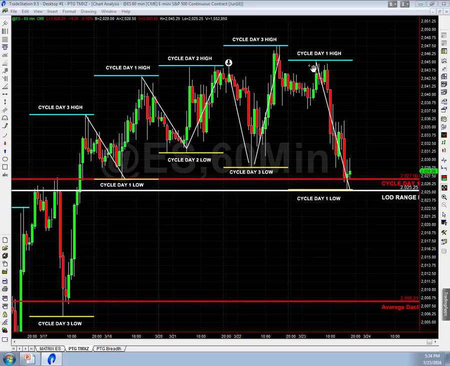Coming into cycle day 1, what's the normal cycle action? A move from cycle day 3 high down to cycle day 1 low. That would be the norm. Did the norm unfold today? Certainly did. Okay, so that's the cycle in action, and this was actually a very good cycle example here.